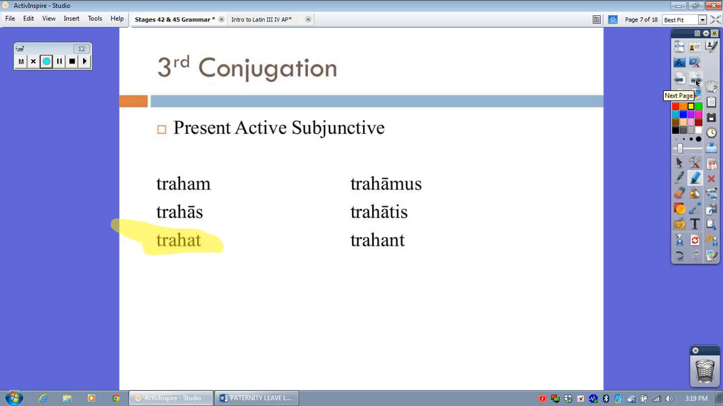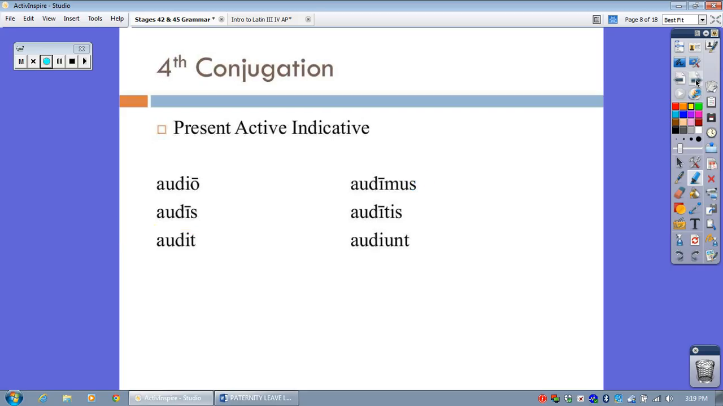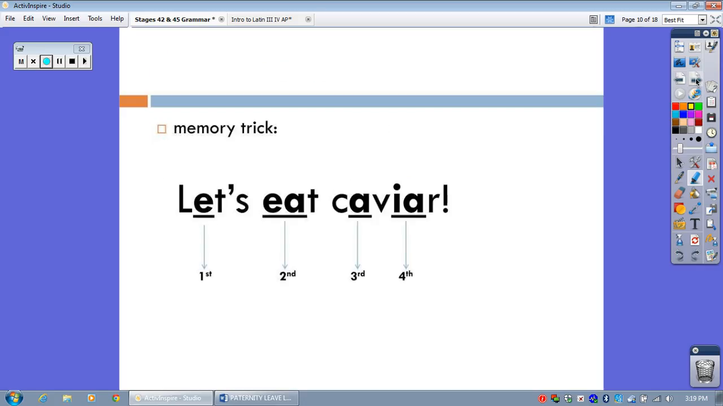And then IA is what happens for fourth conjugation. You see the present indicative here: audio, audis, audit, audimus, auditis, audiunt. All those are going to add in an A: audiam, audias, audiat, audiamus, audiatis, audiant. Let's eat caviar. So present subjunctive for fourth conjugation has an IA. There it is for you.